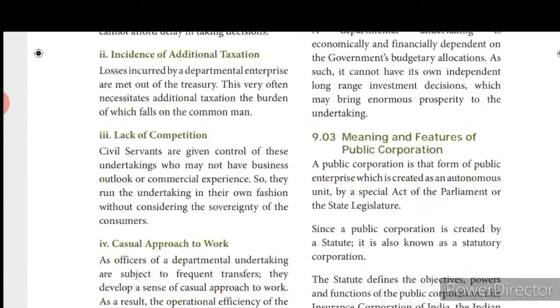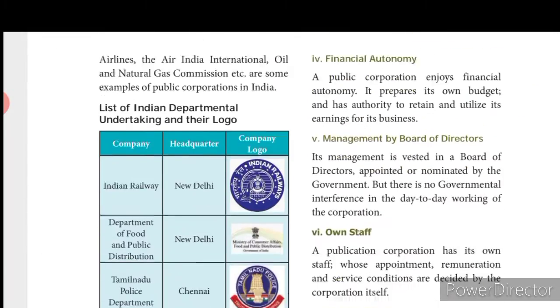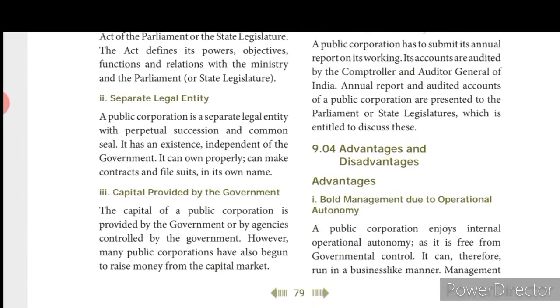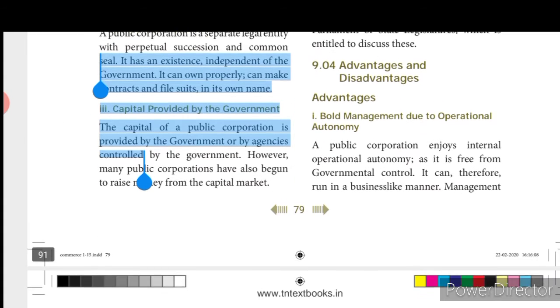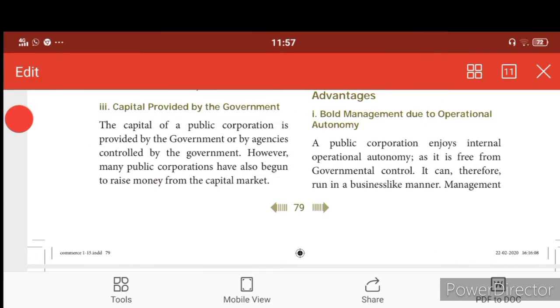So what are the different examples that we saw in the last class? The examples that we saw are Air India International, Oil and Natural Gas Commission, etc. We saw about the airlines, Indian Airlines, Insurance Corporation, all that we saw, isn't it? So now let's go with the advantages and disadvantages. So what are the advantages?